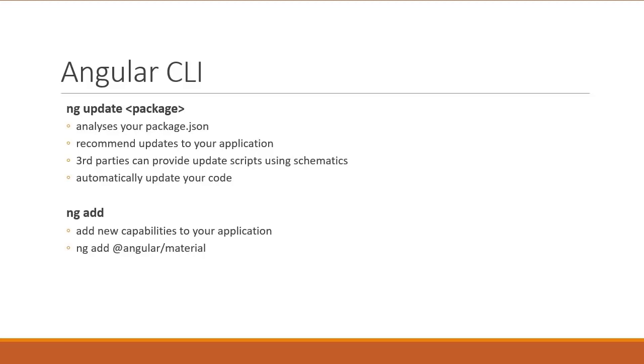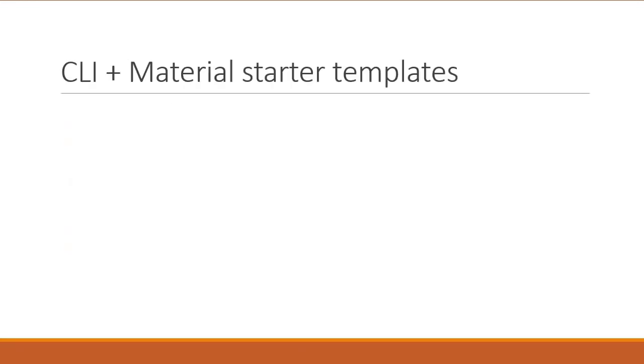So now, adding things like Angular Material, Progressive Web Apps, Service Workers, and Angular Elements to your existing Angular application will be really easy. Alright, the next addition is Angular Material starter templates with Angular CLI. Now, once you have run ng add Angular Material to add material to an existing application, you will also be able to generate 3 new starter components.